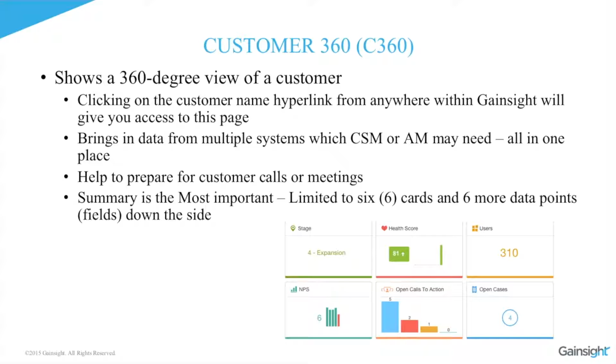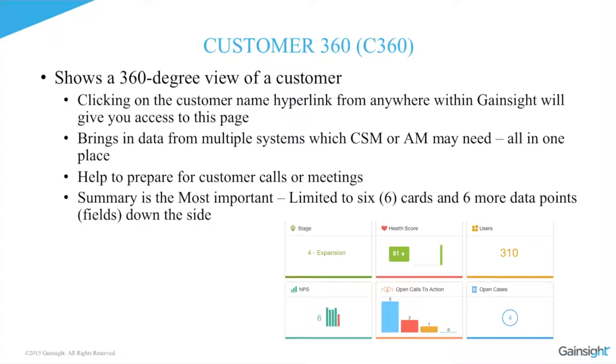So Customer 360 is a very critical piece and powerful tool within Gainsight that shows you a 360-degree view of a customer. Clicking on a customer name hyperlink from anywhere within Gainsight will immediately give you access to this C360 page. It brings in data from multiple systems which a customer success manager or an account manager may want to have all in one place. So it's very valuable to them and also potentially to you.